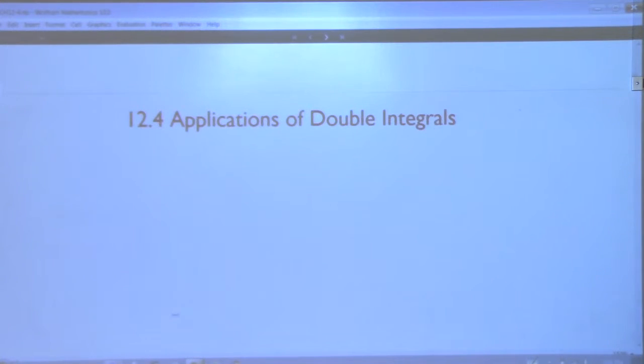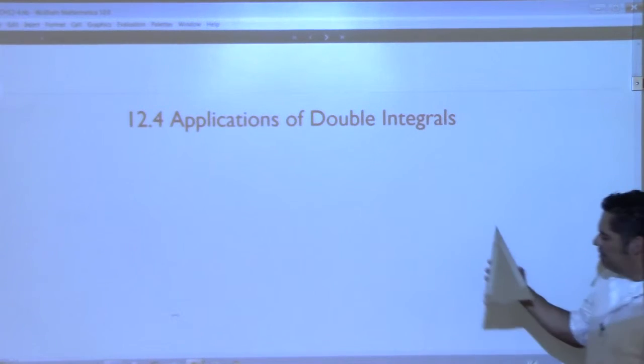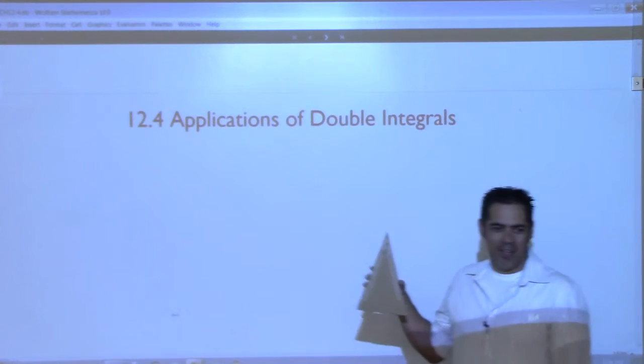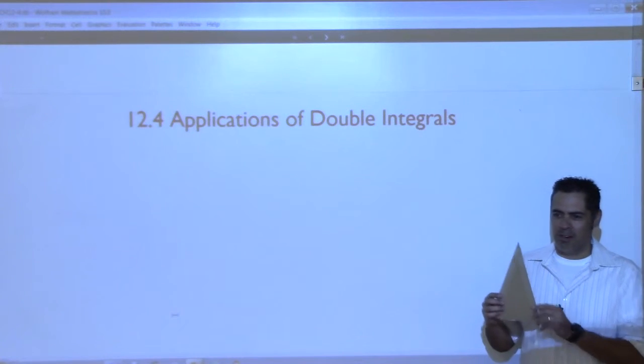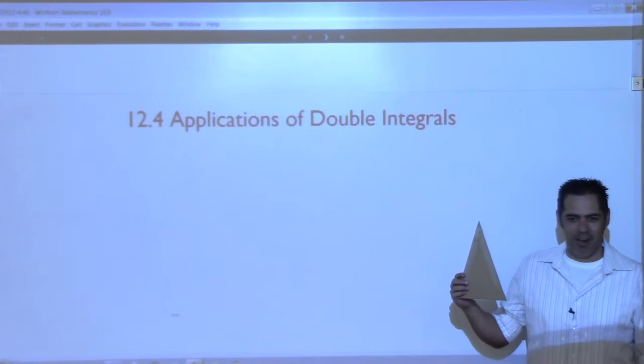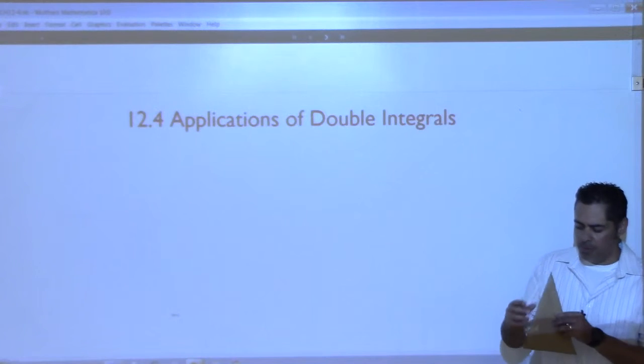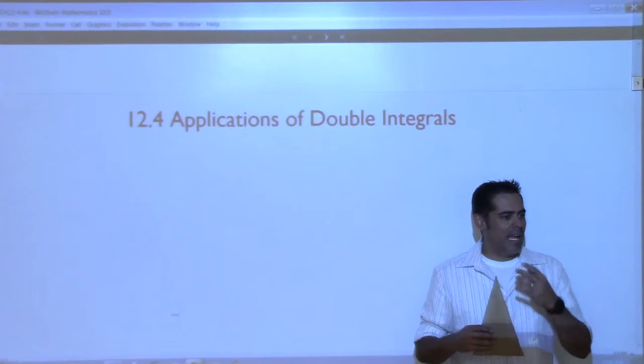So you may or may not have done this in Cal 2. I have a little visual for you here. This is the best isosceles triangle I can make out of cardboard. All right, this is the best I could do. So this is what we refer to as a lamina.